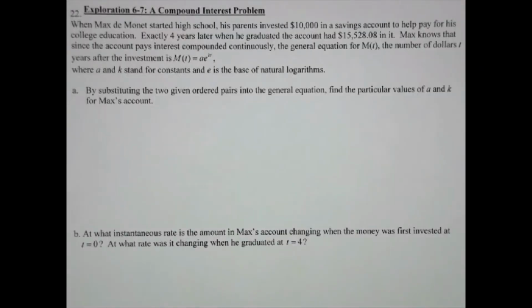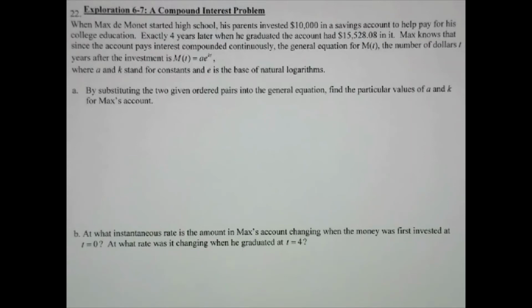All right, so now we have a banking problem. So when Max Damone, yes, you may laugh, started high school, his parents invested $10,000 into a savings account to help him pay for his college education. Exactly 4 years later, when he graduated, the account had $15,528.08 in it.